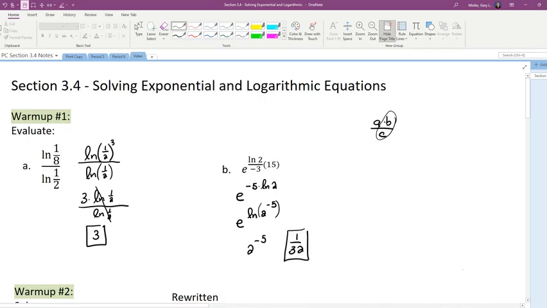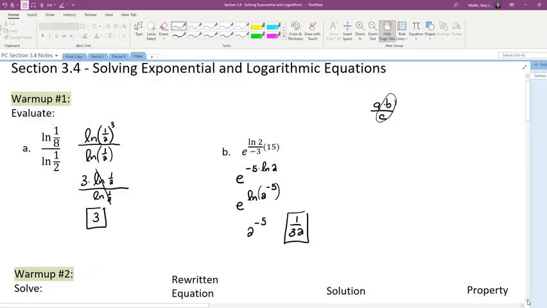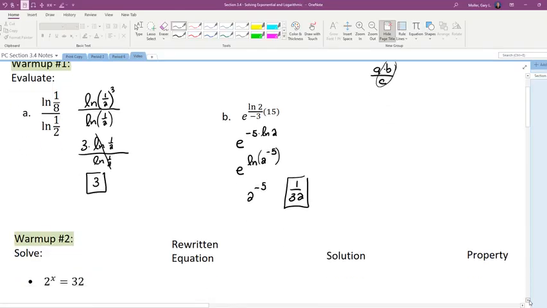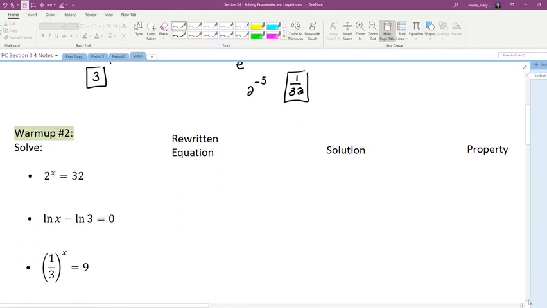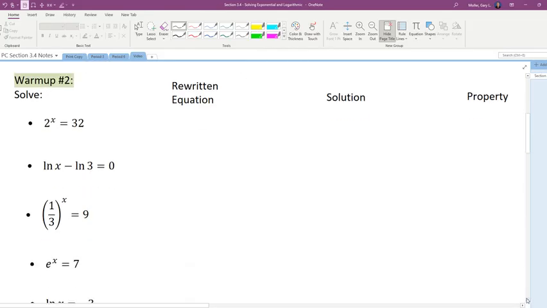All right. And again, this is that property that exponents and logarithms are inverses of each other, and so they essentially cancel each other out, leaving us with what's inside. If you're confused by that, go back and take a look at section 3.3 where we discuss that in a little more detail. All right, so here are some very basic equations we're going to play with.